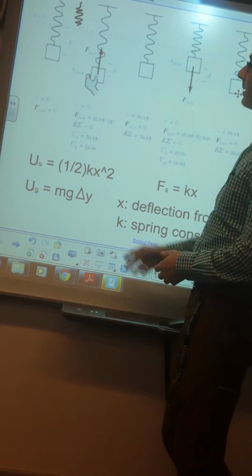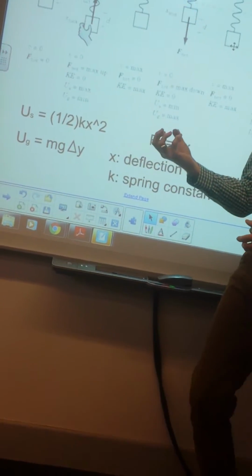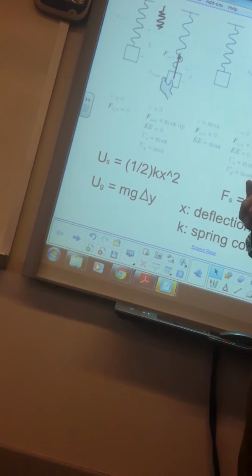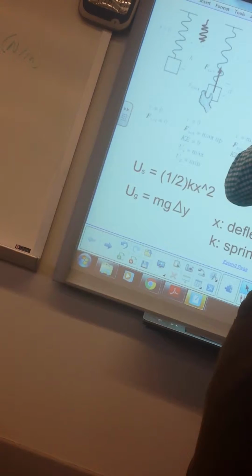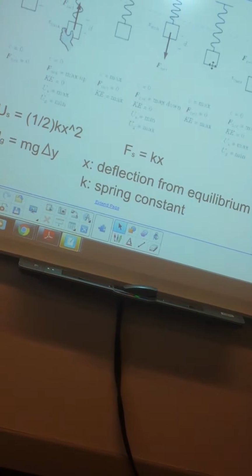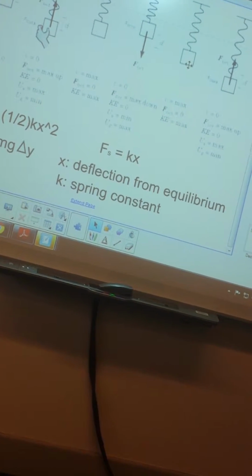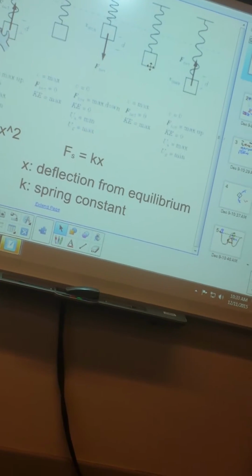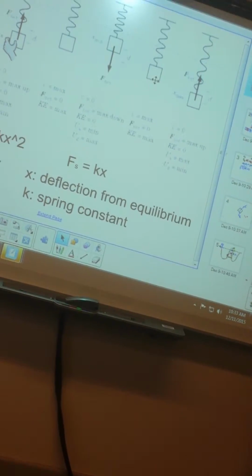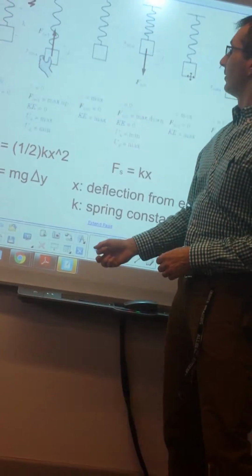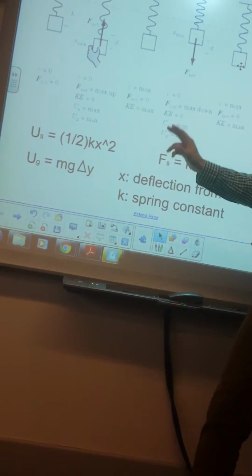So when I pull it down even further, what happens to the energy? The elastic goes up. Where did that extra energy come from? The potential energy being converted? No, it doesn't come from any other potential. Well, you did lose gravitational potential, but there's more to it than that. I had to do work on it to pull it down. So now I've got more energy in this system. Now I release it.